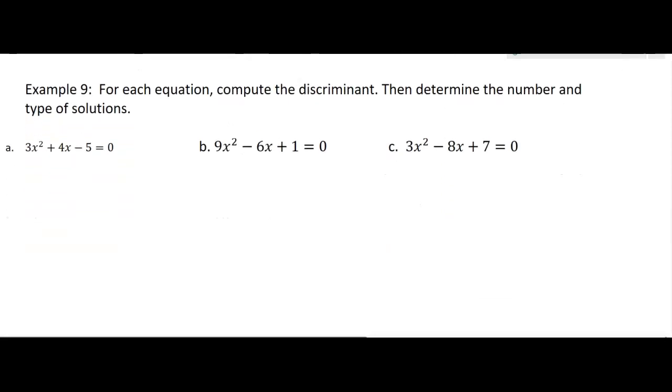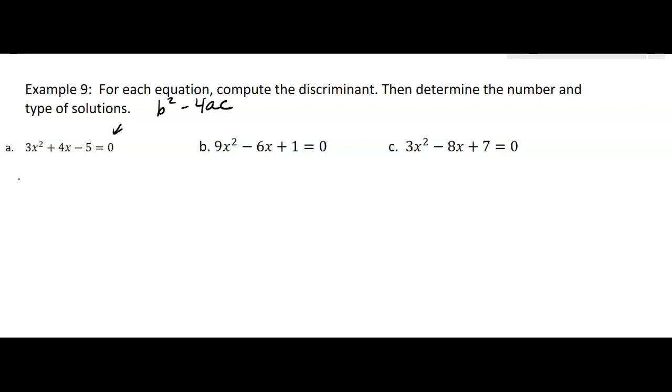So in example 9 here, it says for each equation, compute the discriminant, then determine the number and type of solutions. So we're just doing the b squared minus 4ac. You still have to have it set to 0. All three of these are. And so we just have to know a, b, and c, right?